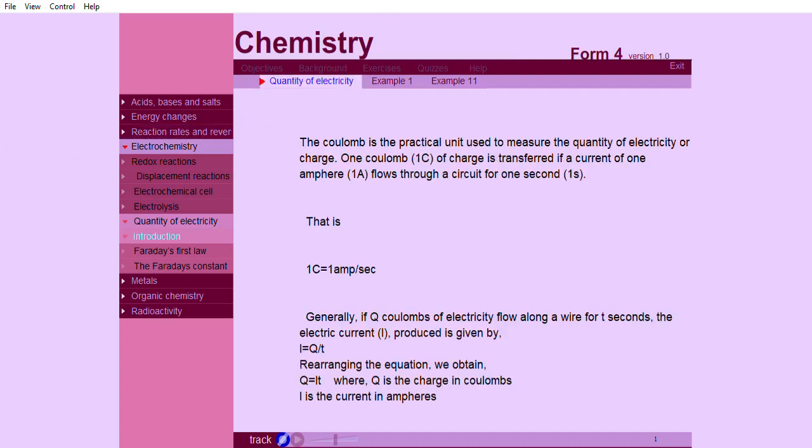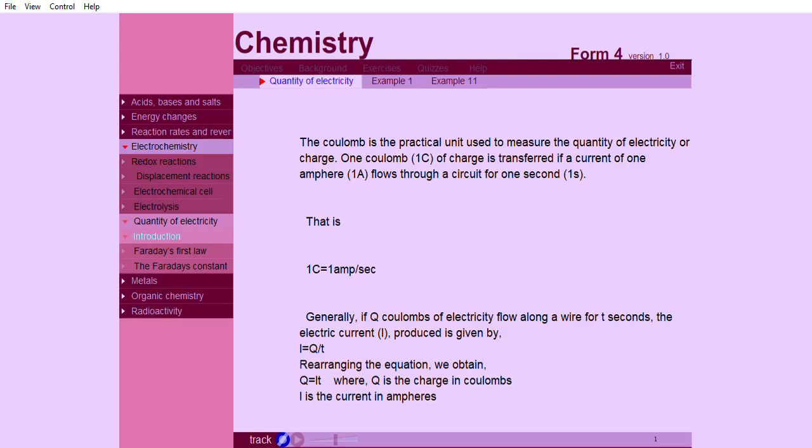The coulomb is the practical unit used to measure the quantity of electricity or charge. 1 coulomb of charge is transferred if a current of 1 ampere flows through a circuit for 1 second. That is, 1 coulomb equals 1 ampere-second.